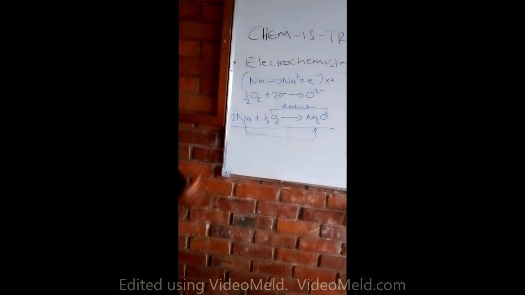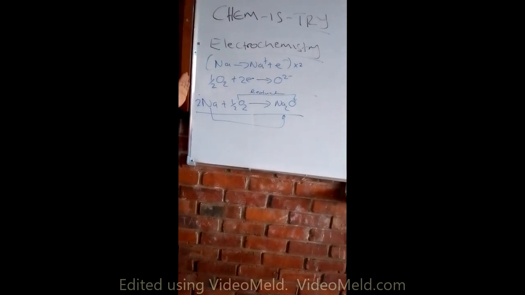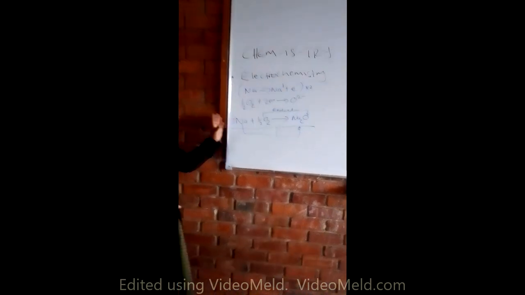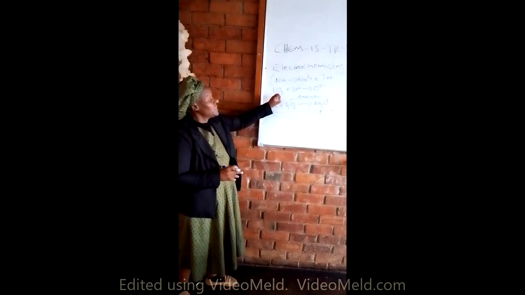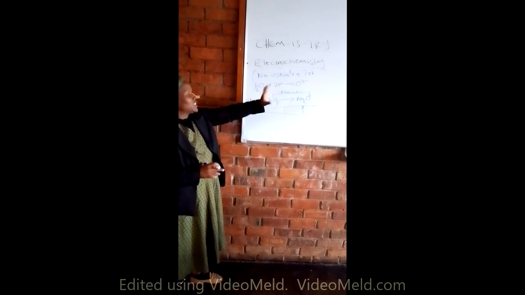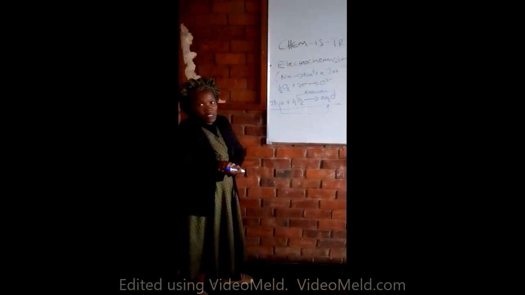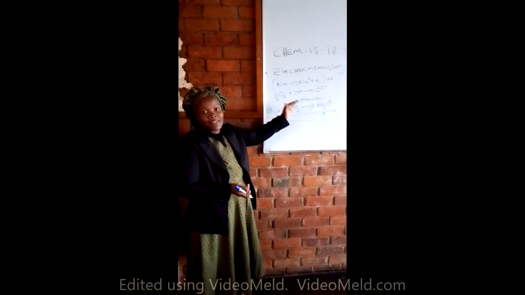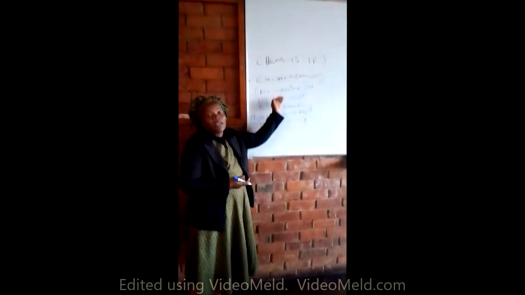This is also how you come up with redox equations. You first write the half equations, the oxidation half equation, then the reduction half equation, and in each equation you balance the atoms as well as the charges, and then you join the 2 half equations. When joining them, you must make sure the electrons produced are equal to the electrons gained.